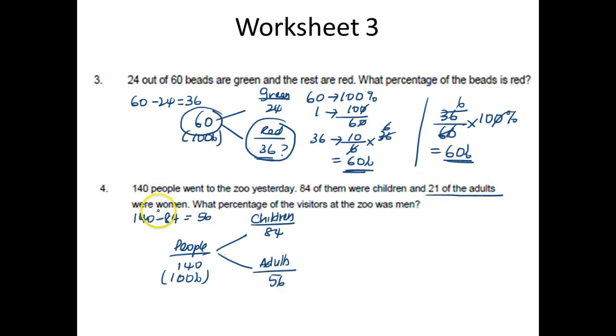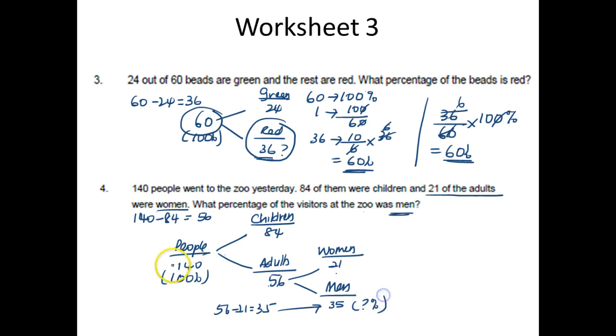21 of the adults were women. So out of the adults, women is 21. My men would be 56 minus 21, which is 35. This is my men. What percentage of the visitors at the zoo was men? So I want to find how many percent. So I know 140 is my 100%.